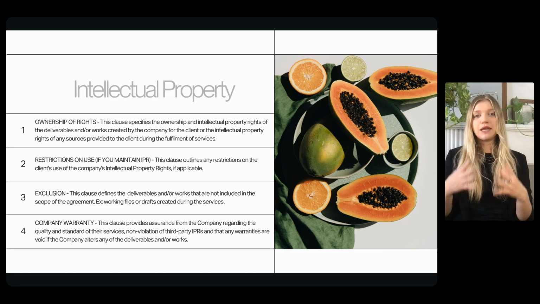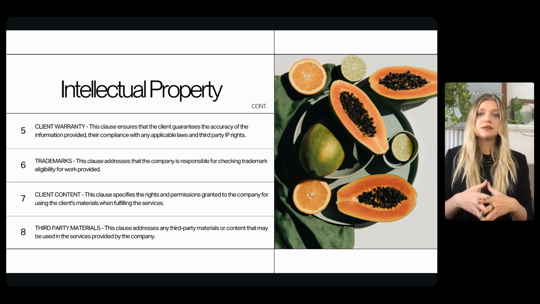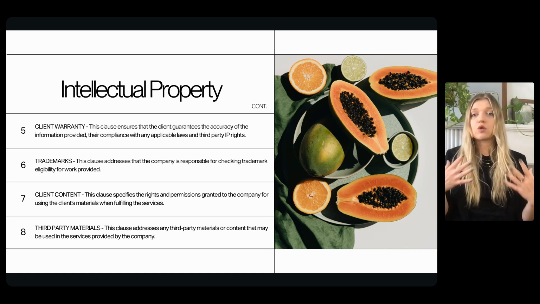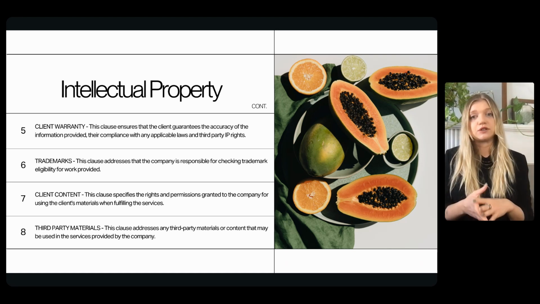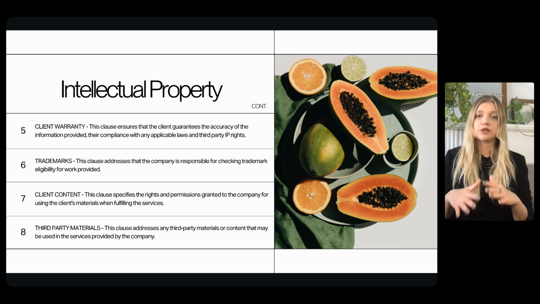Client warranty. Make sure there is a clause for client warranties. This could include that client owns a right to anything they provide you to work with, and they conform to ethical and legal standards, that they shall comply with all legal requirements using third-party materials, etc. Trademarks. For those of you making logos out there, make sure there is a clause stating that you are not responsible for checking if the logo that you created can be trademarked, and that this should be a client's responsibility. Let's be real, you're not a lawyer here.